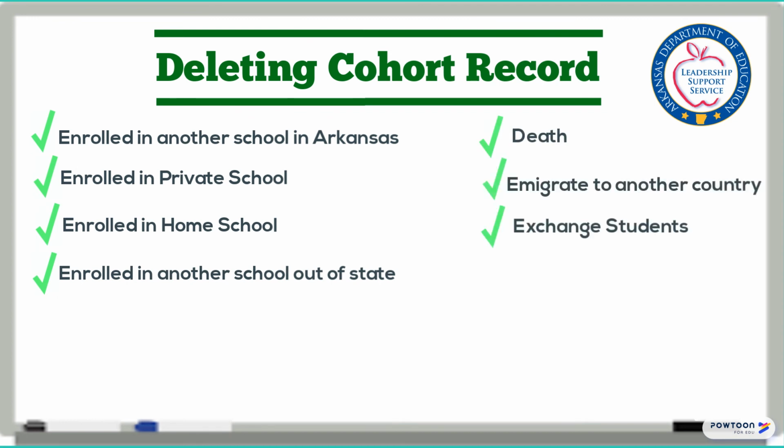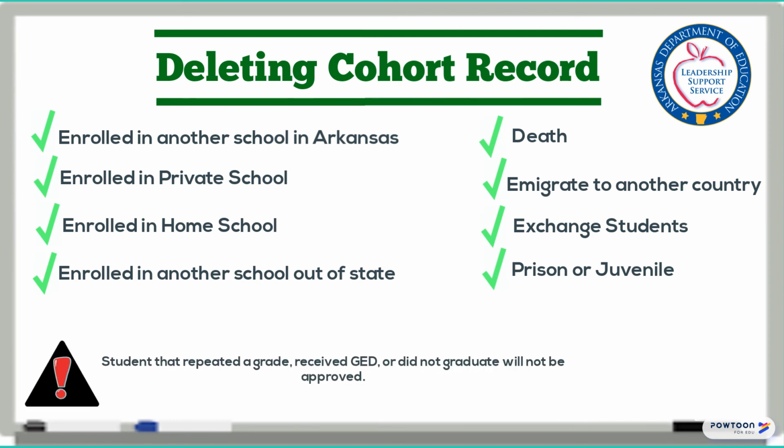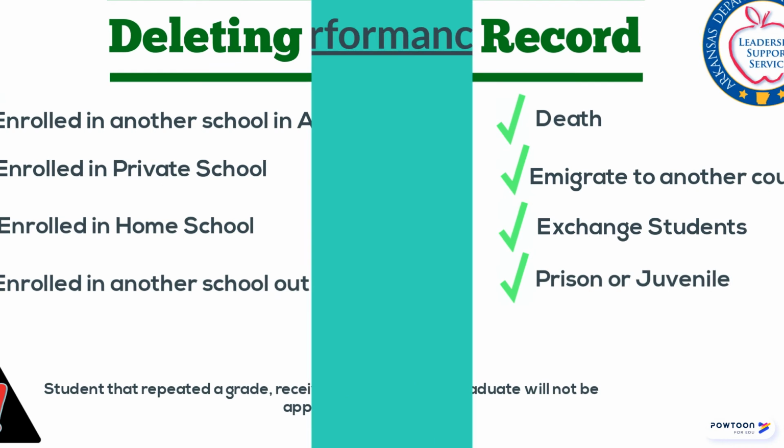The student must be on time to graduate for approval. If the student repeated a grade, dropped out to get a GED, or did not graduate on time, the student will not be accepted for approval.